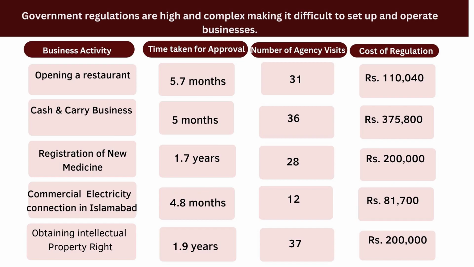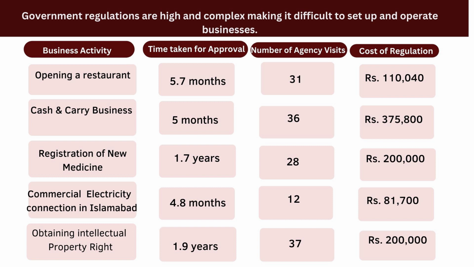The next component of the limited government is government regulations. Pakistan is a highly regulated country, and this creates problem for people to set up and operate businesses, but also for the government to administer these regulations. So, if you want to open a new restaurant, it takes around 5.7 months to get necessary approvals, and you have to visit 31 times different government offices, and the cost of regulation is around 110,000 rupees.